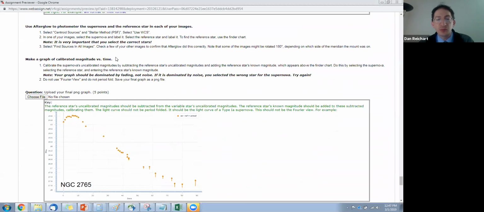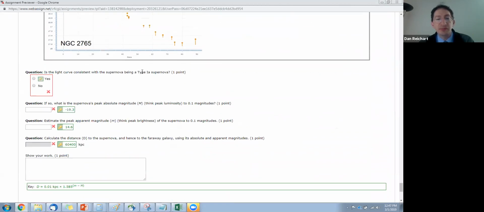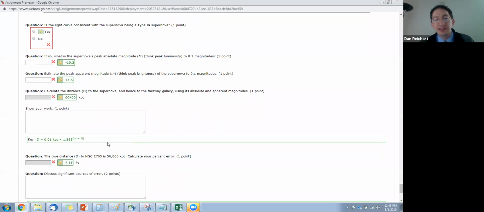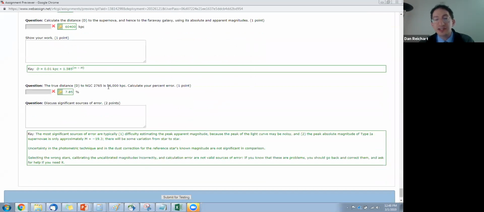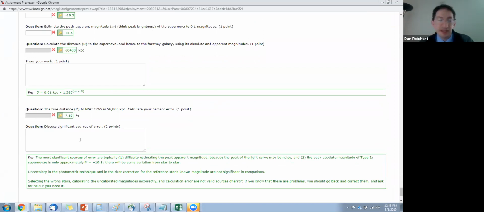Those are all the instructions and words that I just said. Here's the answer key. And is the light curve consistent with being a type 1A? Yes. If so, what's its capital M? And from the background section, all type 1As are negative 19.3 with a little bit of uncertainty. Estimate the peak magnitude. Once we calibrated, we saw that was 14.6. Calculate the distance and show your work using the distance equation. We give them the true distance to this galaxy. It's 56,000 kiloparsecs. They calculate a percent error. It should be around 5 to 10, something like that.